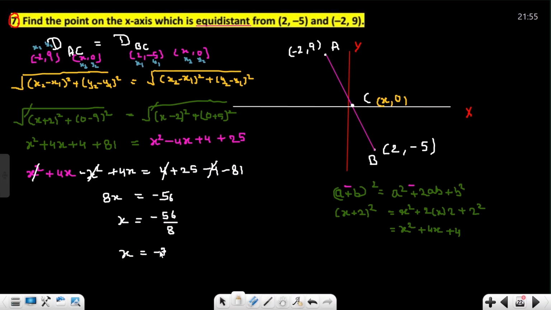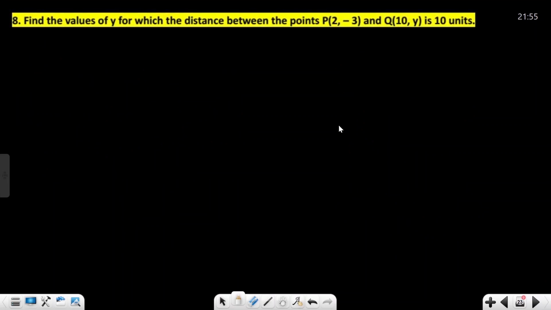Okay, I hope you understand. Now we move on to the next part of the question. Next question, question number 8. Find the value of y for which the distance between points P and Q is 10 units. Here the distance is already given. The distance of PQ is 10 units.